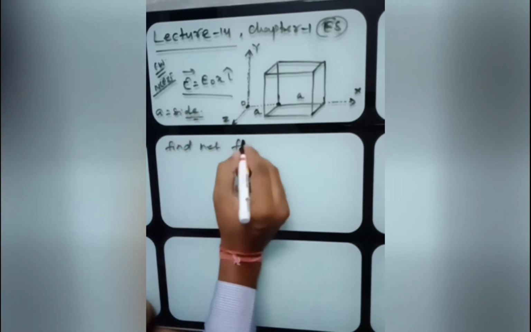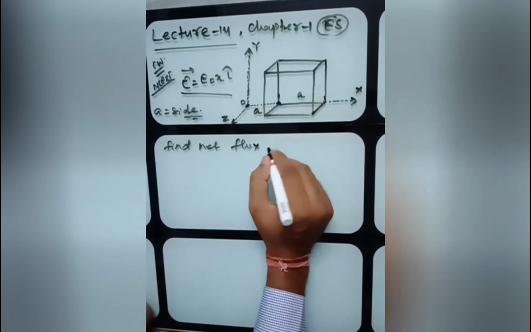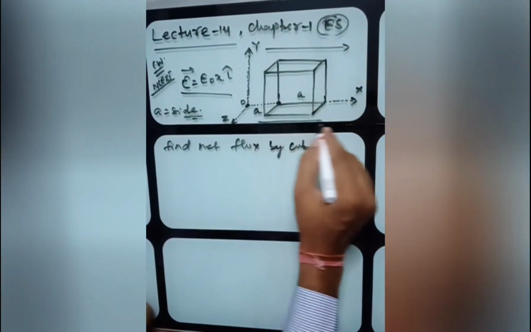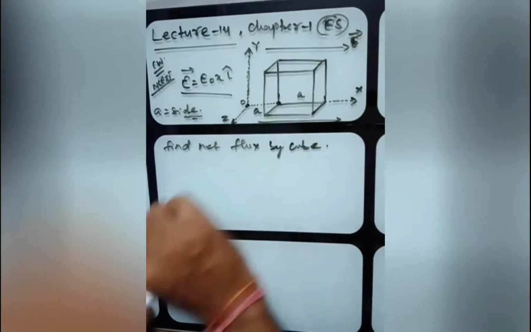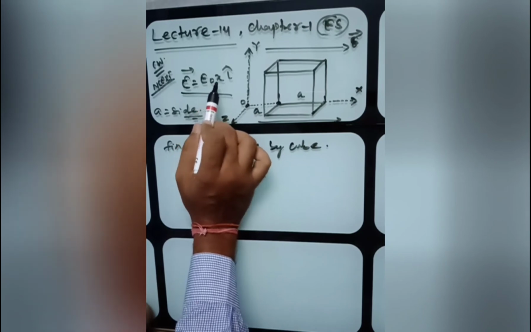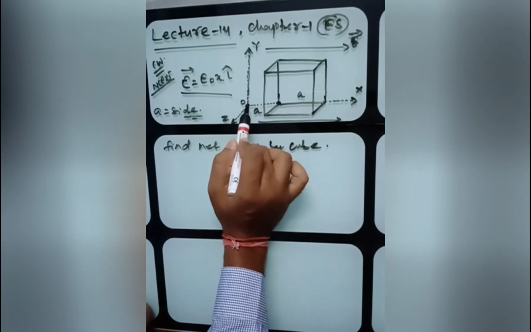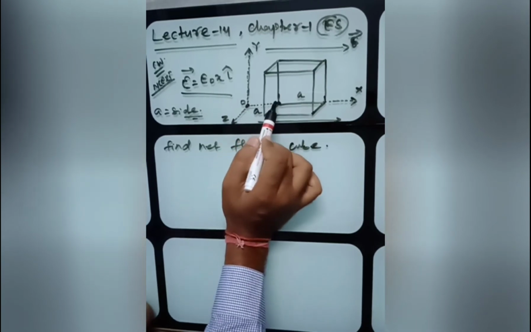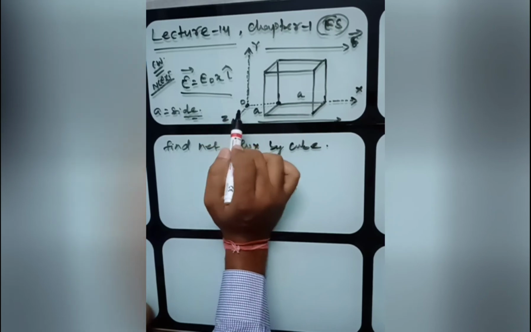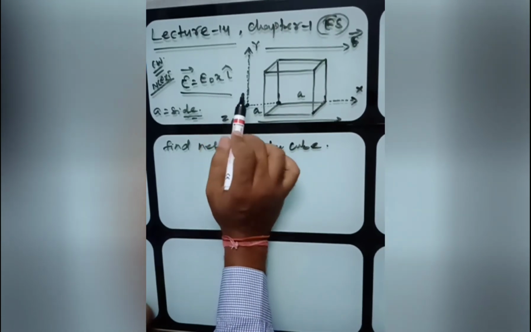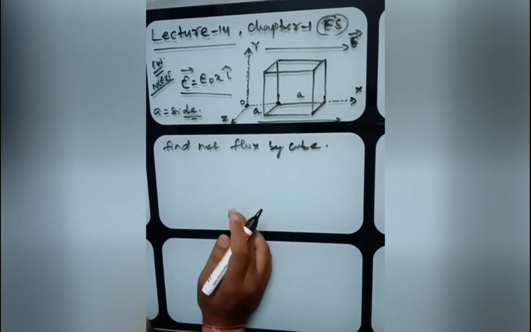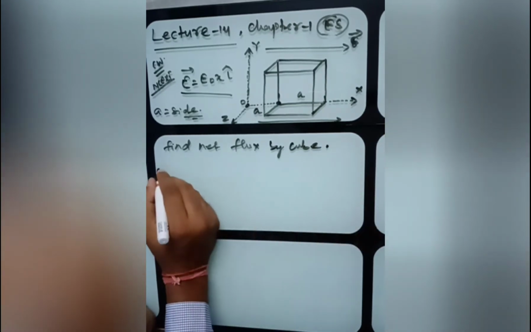Now you have to find the net electric flux by the cube. And remember, this electric field is not uniform. It is not constant. As you move, for every x meter, the electric field changes. For example, at x equals 0, at the origin, the electric field is 0. At 1 meter, the electric field will be E naught. At 2 meters, 2 E naught. At 5 meters, 5 E naught. So at A meter, the electric field will be E naught A, and at 2A meter, it will be 2A E naught. Now you have to find the total electric flux.